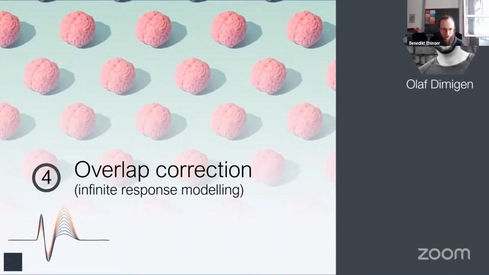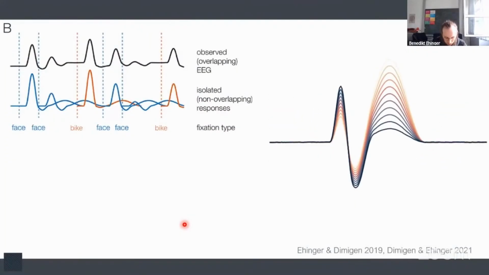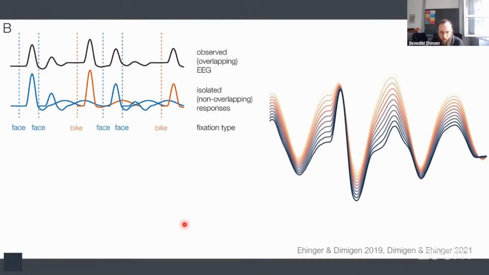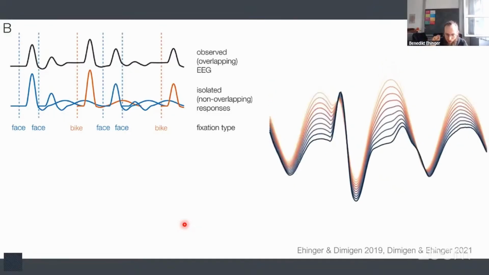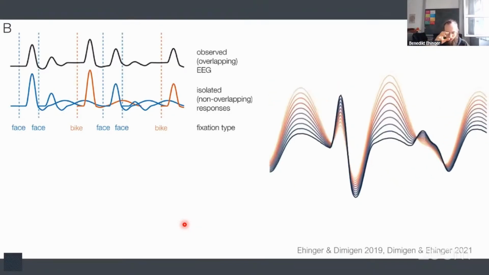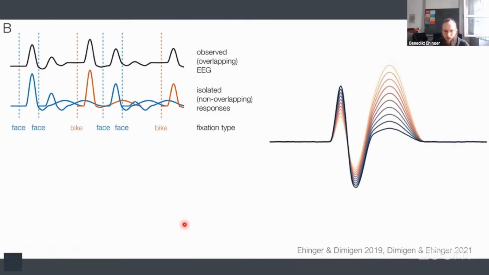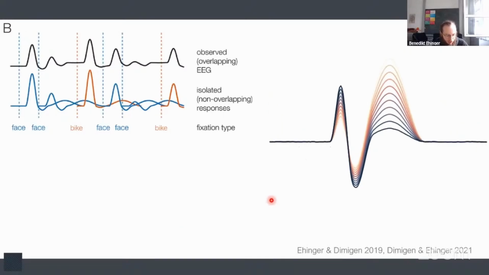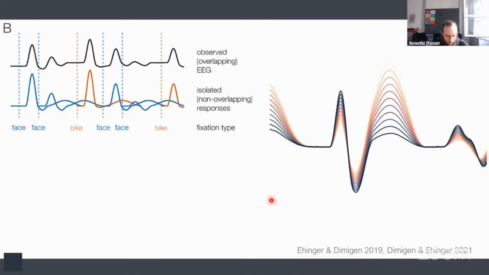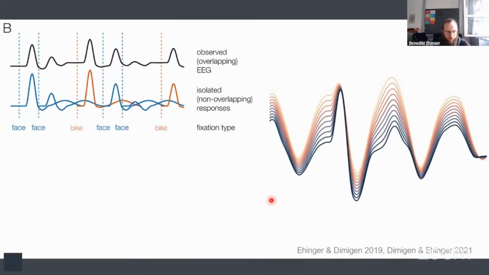And we're going to continue now with the overlap correction part, which is also called infinite response modeling. So far, what we've been discussing was good old ERP event structure, right? We show a stimulus, or we treat everything as if it is just separated in time, everything is far away. But it turns out that in many paradigms, especially in more natural environments, everything is happening at the same time, right?